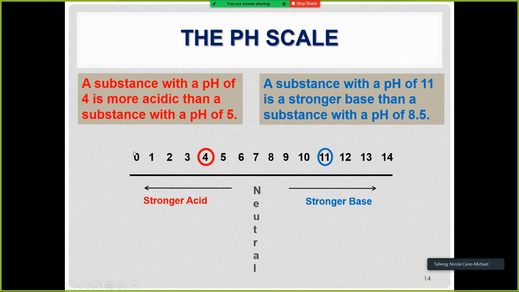Anywho, again, pH scale, 7 is neutral. The further away you get from 7, the stronger the acid. The further you get away from 7 and towards 14, the stronger the base.